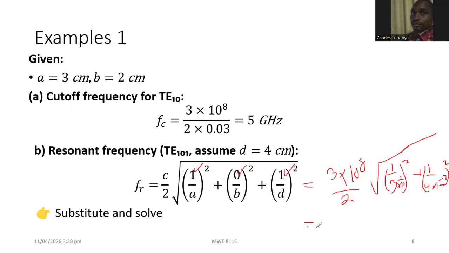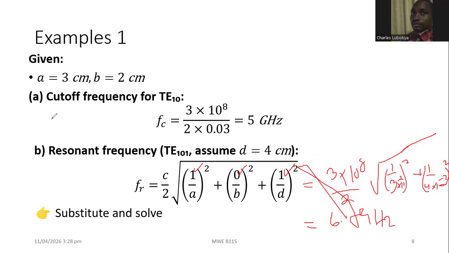So this should give you the resonant frequency, which will be somewhere above 6.2. So you get a value of 6 point something gigahertz. And you notice that this frequency is above the cutoff frequency of 5 gigahertz, which means the signal will be able to propagate through this cavity resonator.